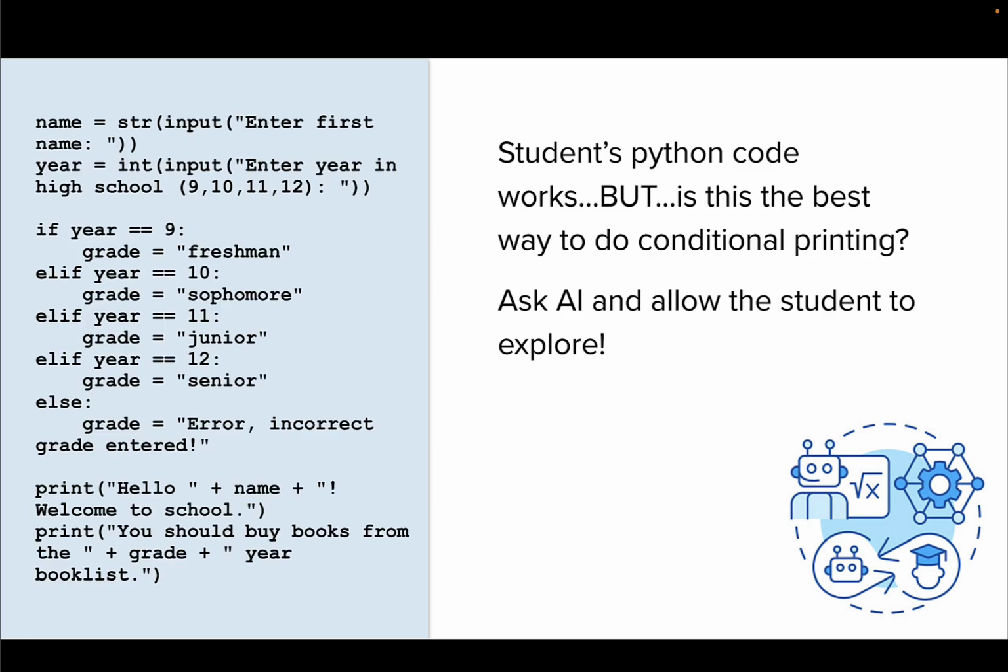Here, we have a Python program that conditionally prints a student's year. If I ran the program, it would prompt me for my name and my year in school. So if I ran it, I would enter Dave in the year 12. And then the program would print, "Hello Dave, welcome to school. You should buy books from the senior year book list."